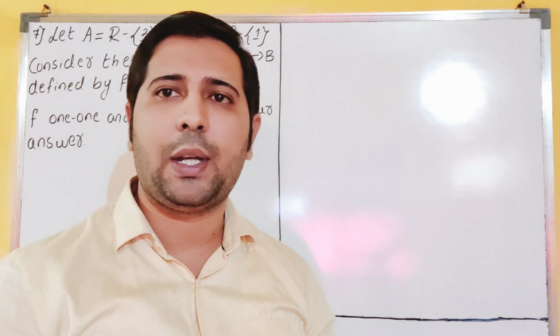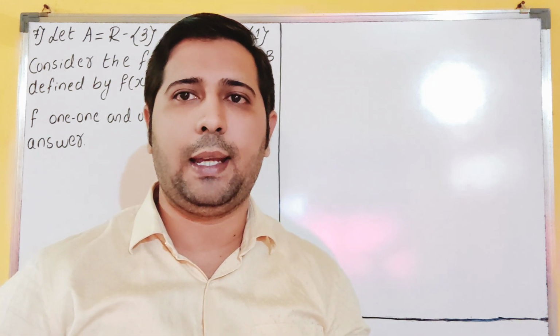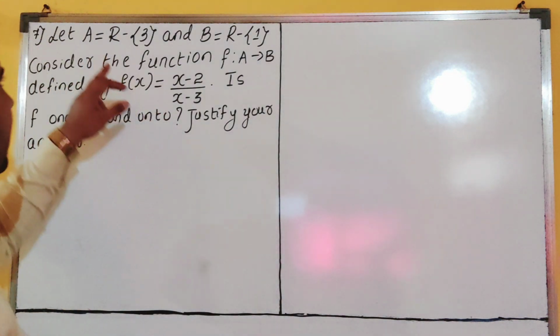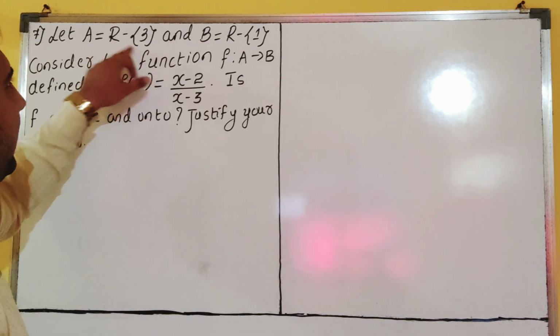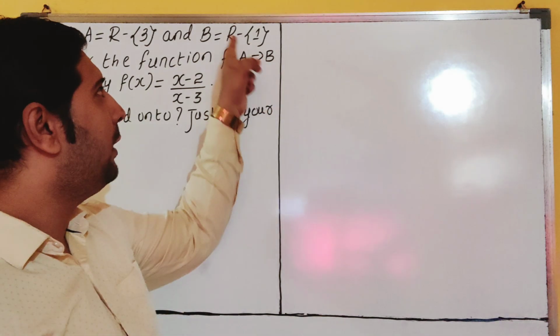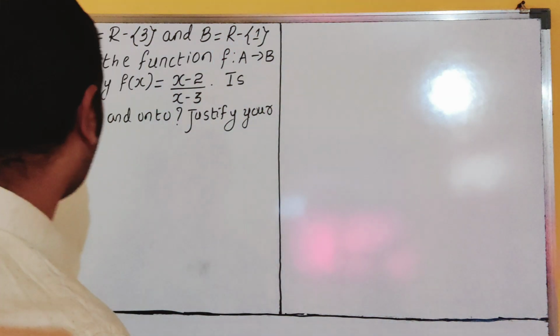So they have given the function f of x is equal to x minus 2 divided by x minus 3. Is this function one-one and onto? In this, the interval given is R minus 3. This is our domain, and this is our codomain B, which is R minus 1. Now let us check whether it is one-one and onto or not.